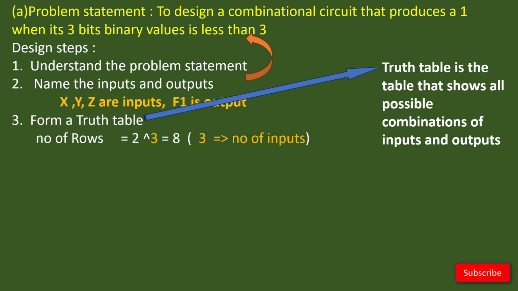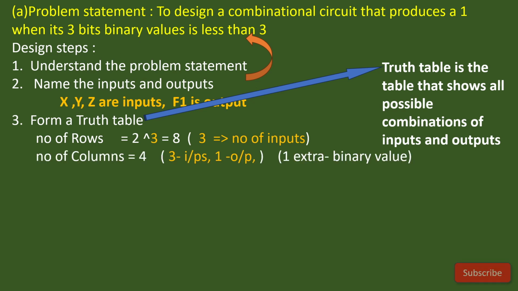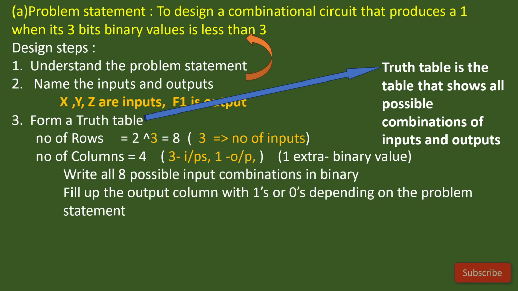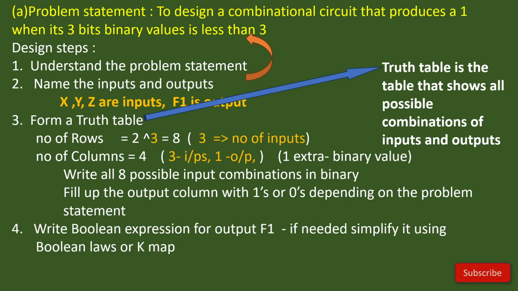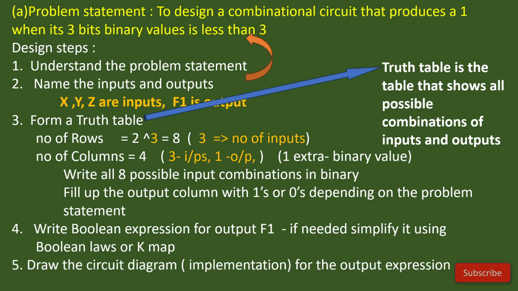In this truth table, you should know how many rows and how many columns you should have. Since we have 3 inputs, we take 2 power 3, that is 8 rows. And the columns must be 4 because we have 3 inputs and 1 output. If needed, one extra binary value can be added as a column. Write all 8 possible input combinations in binary and fill up the output column with ones or zeros depending on the problem statement. Then we write the Boolean expression for the output. If needed, we simplify it using Boolean laws or a K-map. And then we'll implement the circuit corresponding to the output expression.